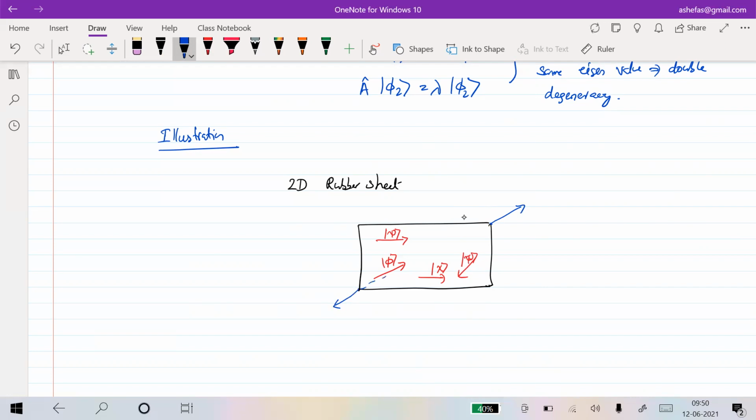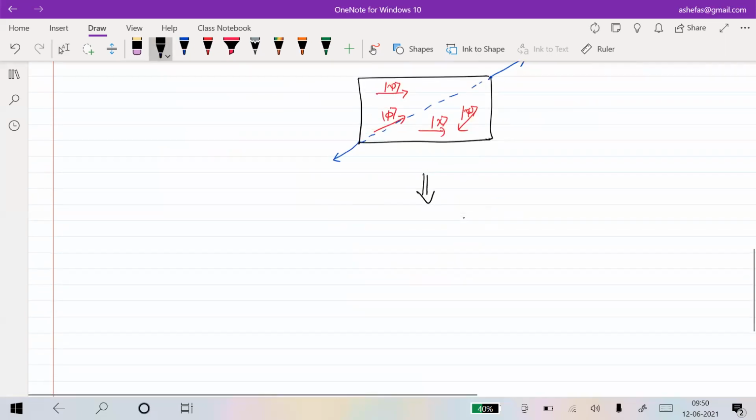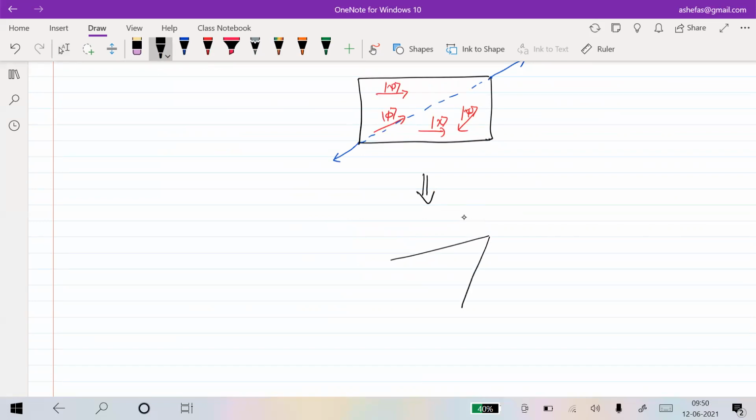What would happen? This is a stretching operation. If you do this stretching operation, the rubber sheet will elongate along the direction of stretching, and it will shrink in the opposite diagonal direction.